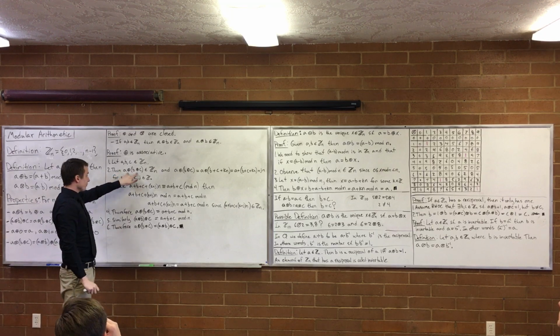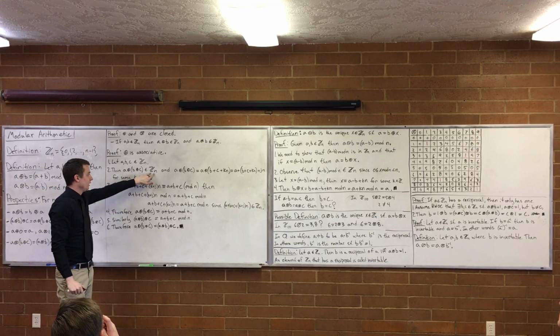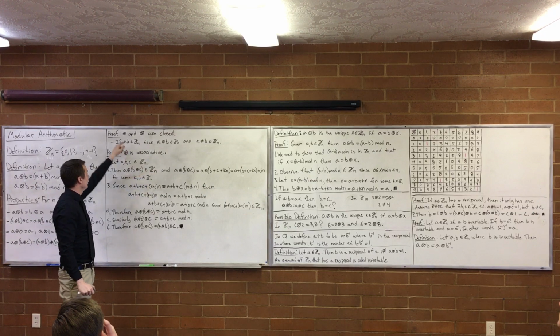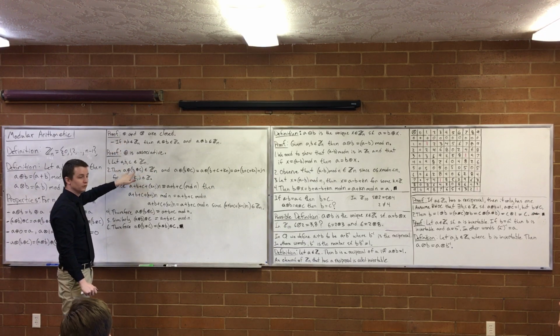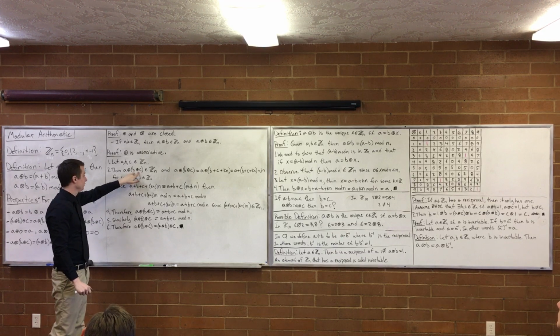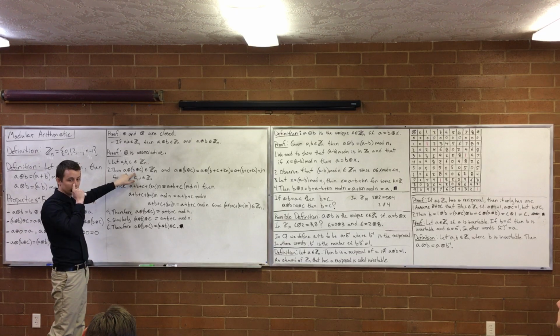Now, I know that whatever this thing is, it is an element of Zn from this proof right here. This is an element of Zn. This is an element of Zn. This is an element of Zn. Good?